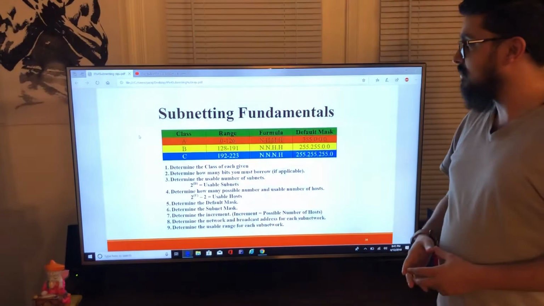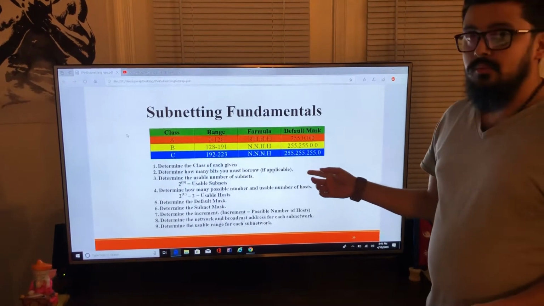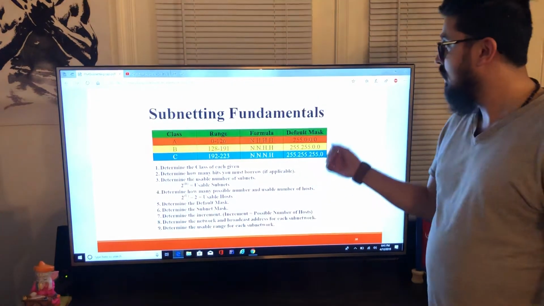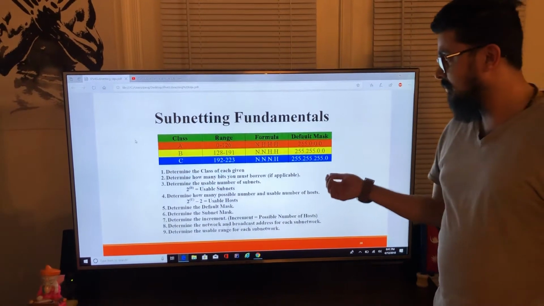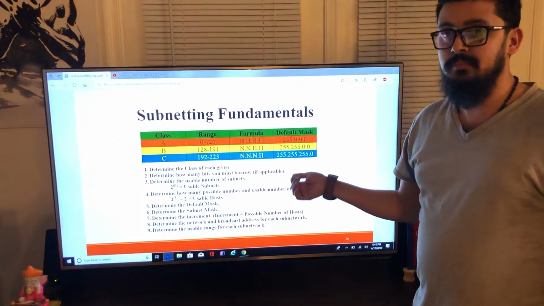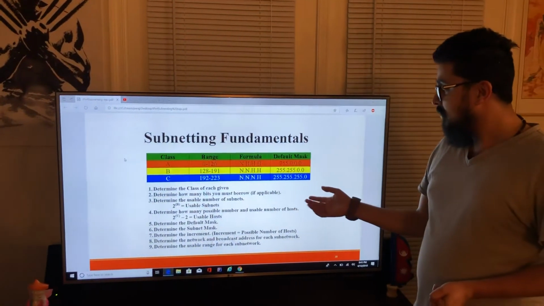First, we have to determine the class of the given network. Second, we need to determine how many bits we're borrowing for a subnet. Third, we need to determine the usable number of subnets using the formula 2 to the power b, where b is the number of bits borrowed.